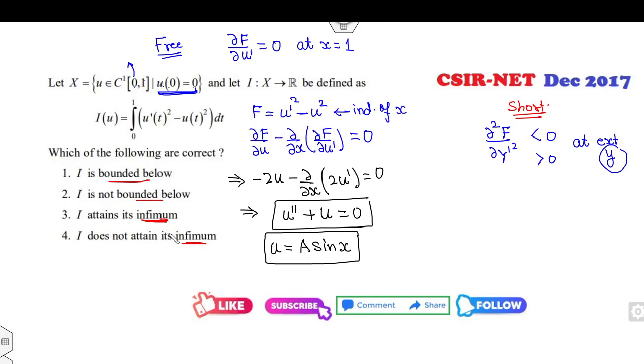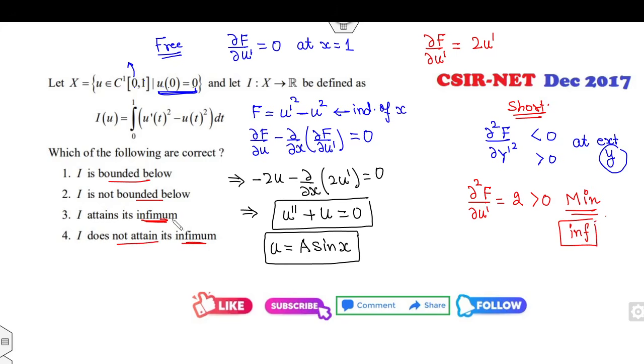We will see whether an infimum exists or not. What is the first derivative with respect to u dash? It's 2u dash. What is the second derivative? The second derivative will be my plus of 2, which is greater than 0. That means the minimum occurs. So minimum occurs means infimum occurs. So it does not attain.